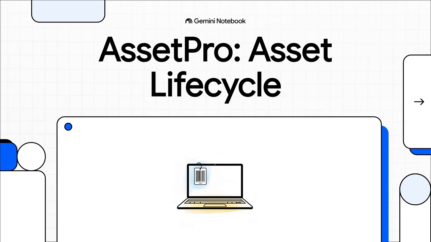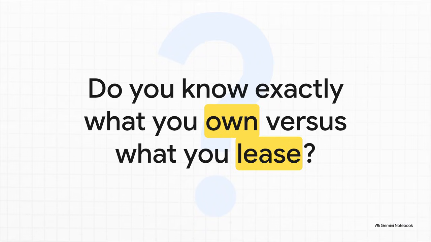To solve that, we're looking at how to manage the complete end-to-end lifecycle of both company-owned and leased assets right inside AssetPro. From the exact moment a piece of equipment enters your organization to the day it's retired or returned, we're going to explore how mastering this workflow unlocks total operational visibility and basically turns those auditing nightmares into a walk in the park.